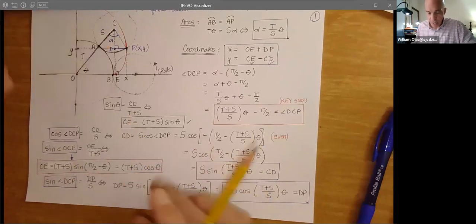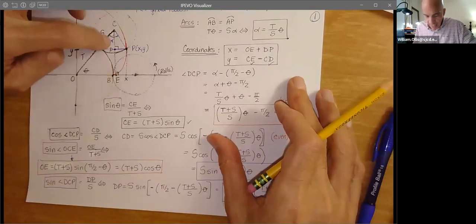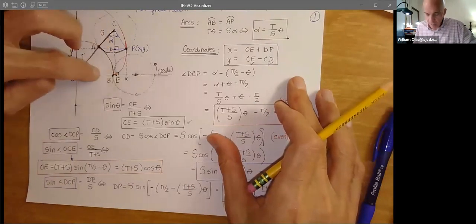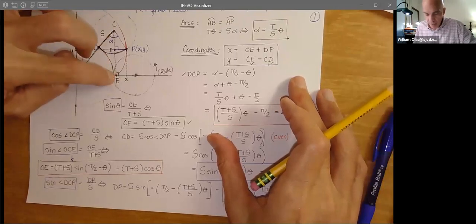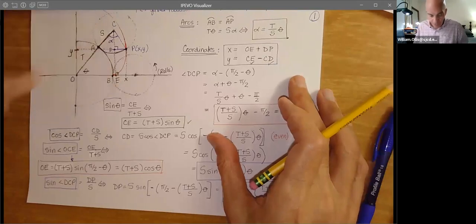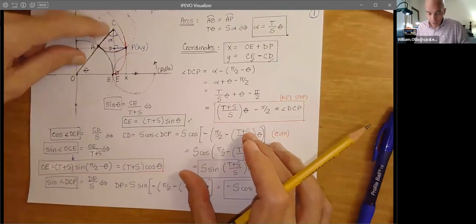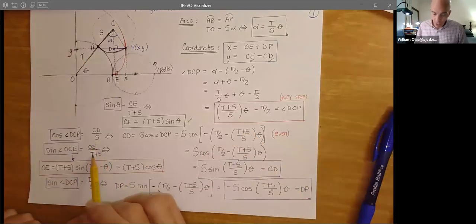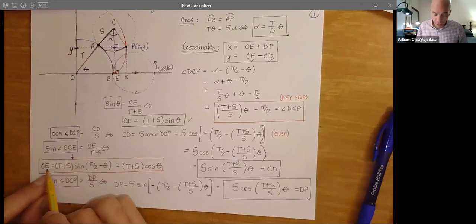I actually used this angle here. Now look, OCE. If this is theta, OCE is what? Pi over 2 minus theta. Oh, okay. So I guess I needed to do that so I could use this. So notice, OE relative to this angle is the opposite.